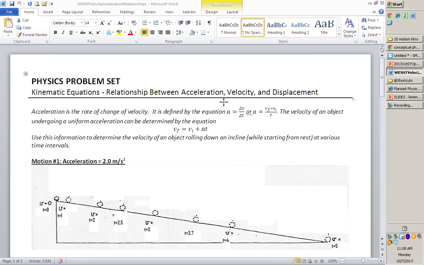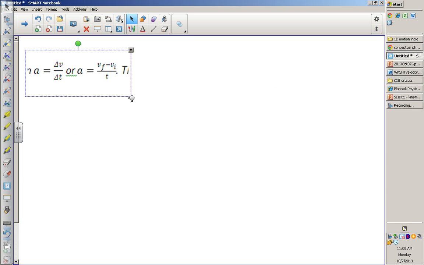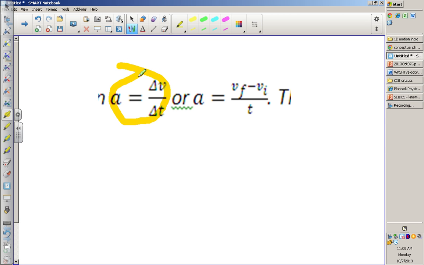On Thursday of last week, we introduced this idea of acceleration. And we defined acceleration as the rate of change of velocity, right? Delta V over delta T.